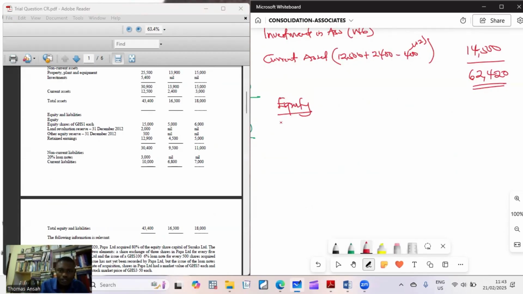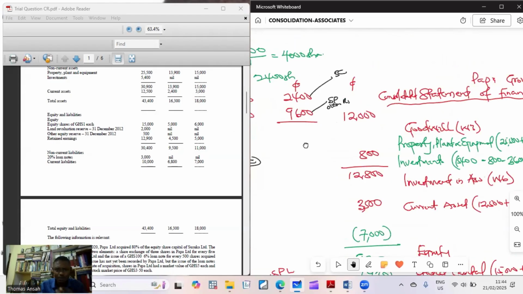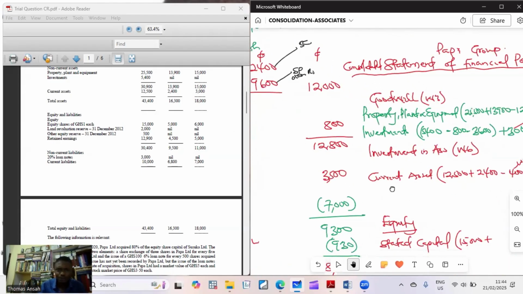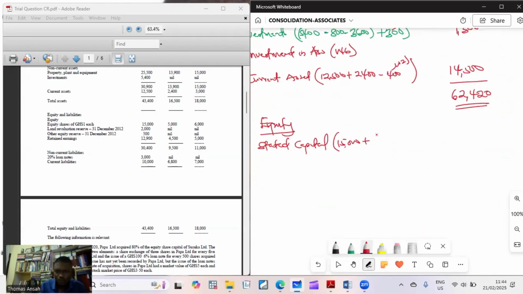Equity. So we have equity, we have stated capital, right? We have, of course, 15 for the parent. So here only the parent. But remember, we did share for share exchange and we had how much we need to come and add to that. Stated capital 2,400. Remember. So that is that. So you add 2,400. So that gives you 17,400. Is that not it? Good.